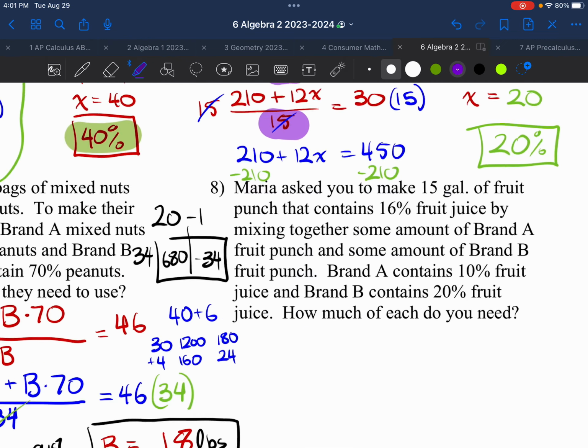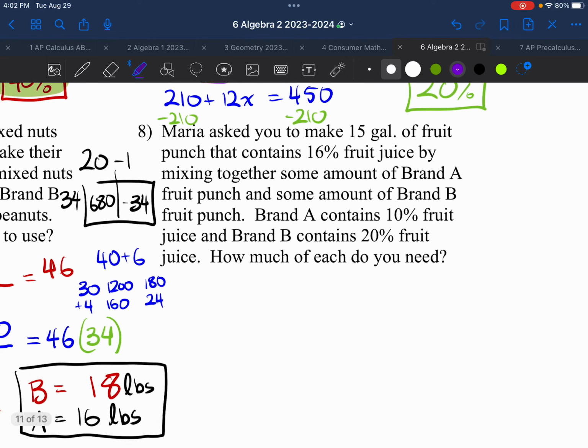Let's try to make no mistakes in number 8. But if you make a mistake, you just learn from it, right? I learned that I need to go a little bit slower when I'm doing this crazy multiplication. Maria asks you to make 15 gallons of fruit punch containing 16% fruit juice.